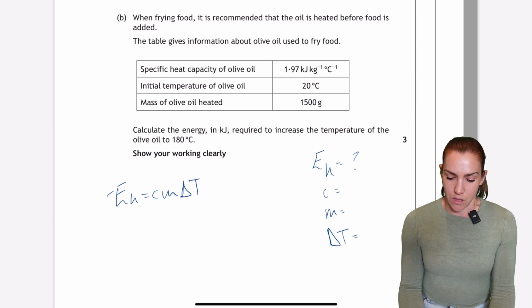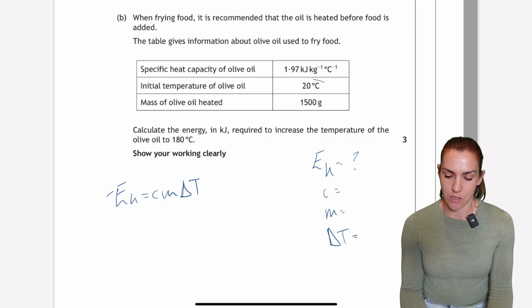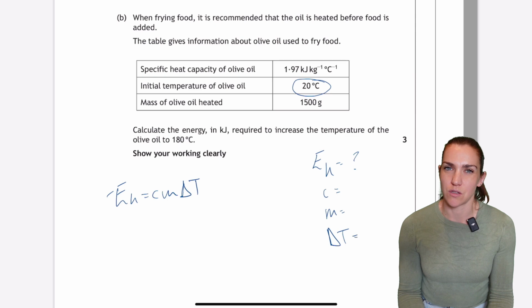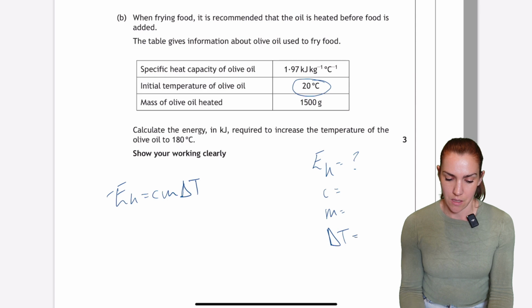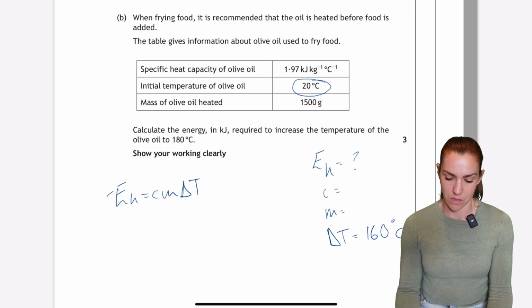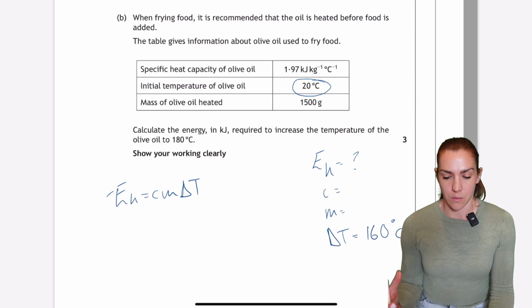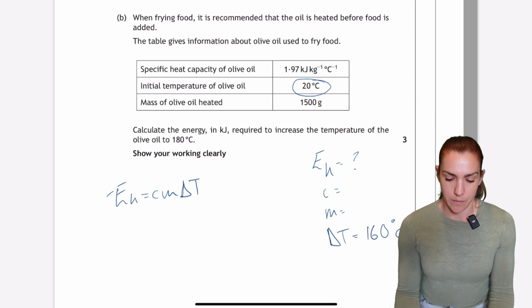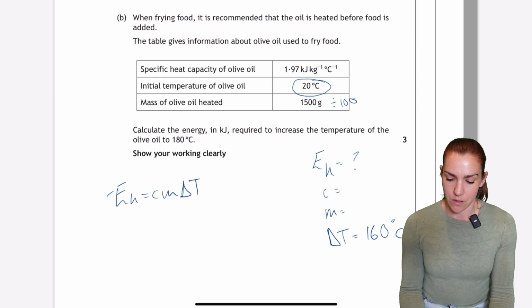And we're looking to increase the temperature to 180 degrees. Its starting temperature is 20, so this is something that catches a lot of people out in this question. They think the temperature change is 180, but it's actually 160 because you're going from 20 degrees up to 180. The mass is the mass of the liquid that you're heating. Normally that is water, but in this case it's the mass of olive oil that you're heating. Just remember that mass needs to be in kilograms, so you need to divide it by 1,000, so that would be 1.5 kilograms of the olive oil.